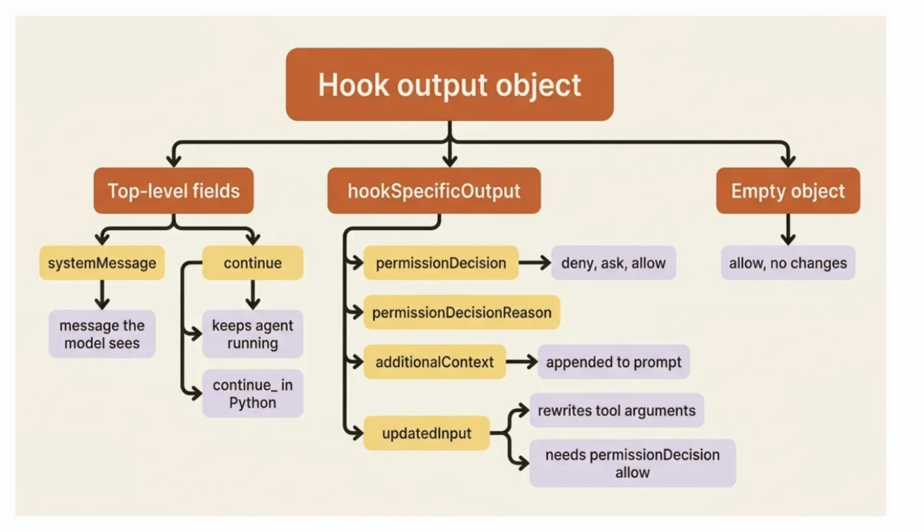The key gotcha is that updated input belongs inside hook-specific output, and when you use it, you also need to set permission decision to allow on the same object, or the modified input will not be approved. Putting updated input at the top level is the single most common hooks mistake, and it fails silently. The tool just runs with the original input as if your hook did nothing. Also, always return a new input object rather than mutating the one you received.